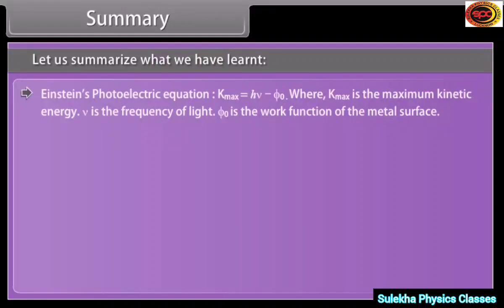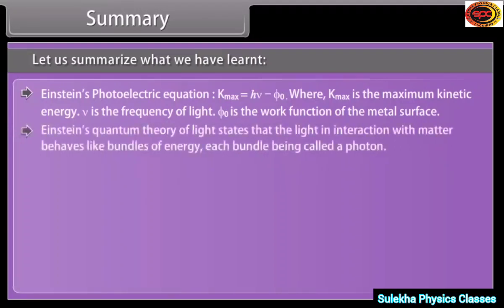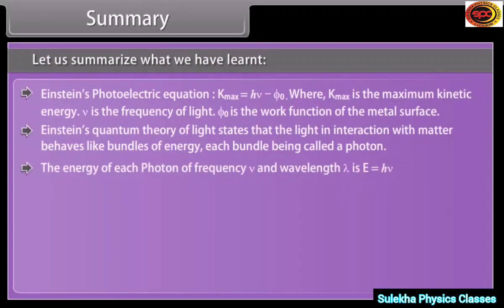Einstein's photoelectric equation. Kmax = h nu minus phi 0, where Kmax is the maximum kinetic energy, nu is the frequency of light, and phi 0 is the work function of the metal surface. Einstein's quantum theory of light states that light in interaction with matter behaves like bundles of energy, each bundle being called a photon. The energy of each photon of frequency nu and wavelength lambda is E = h nu.